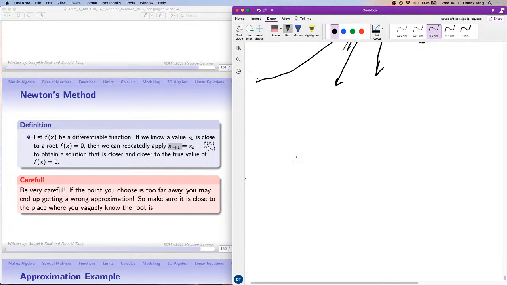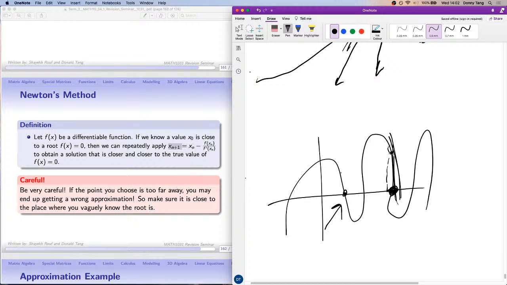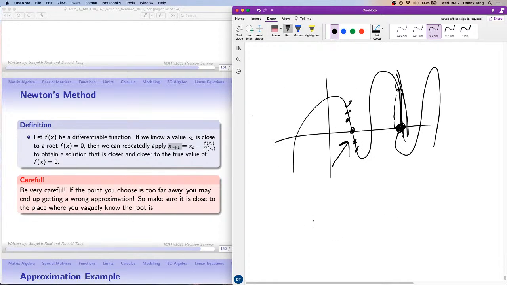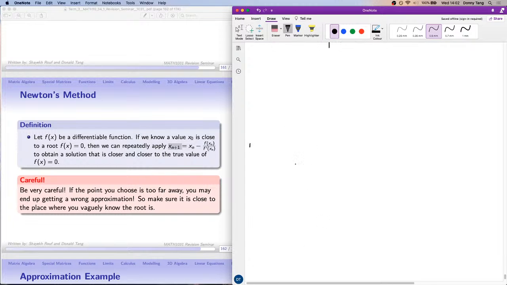But the problem is, if you have a function like this and I want to approximate this root, and you choose this point here as x0, you're going to end up approximating this root over here. You're not going to approximate this one. So make sure you choose x0 close to the root. Usually they'll provide a starting point that's close. Or they might ask you why this approximation is wrong, and you can let them know.